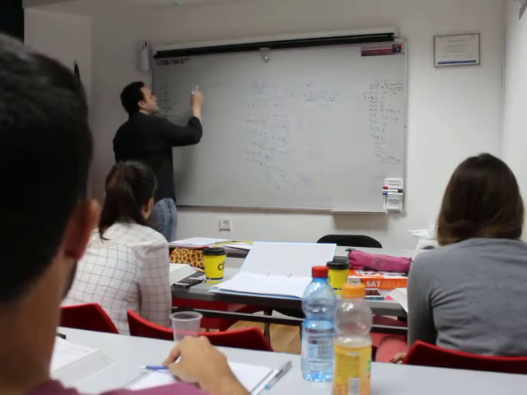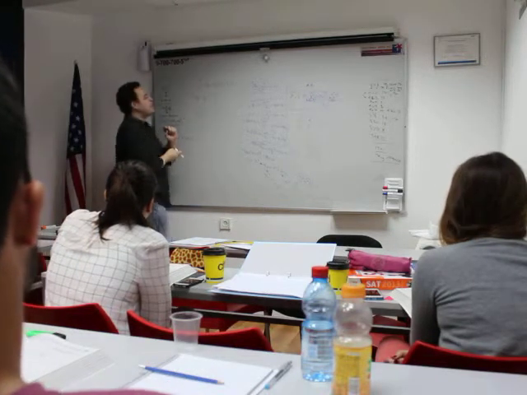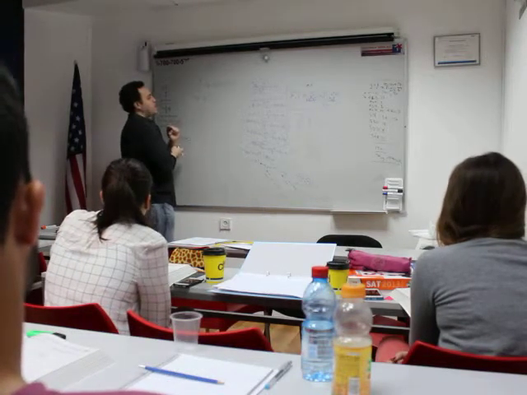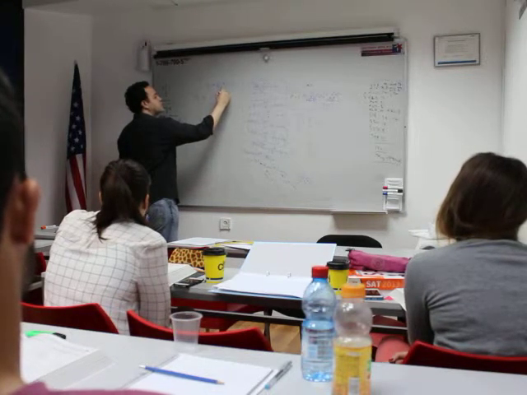Can it be a 6.5? So the 6 is possible. Why not? Wait a minute, but what happens if I plug in n equals 6.5?